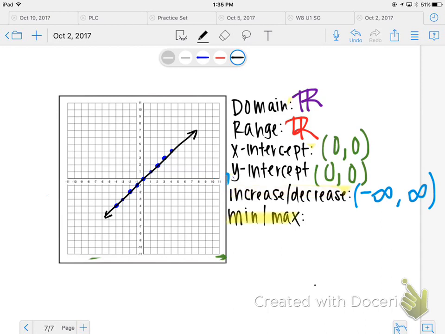Okay, lastly, let's look at our min and max. On linear functions, we do not have a particular min and max because our equations are constantly going up and down. There's never a peak or lowest part of our linear equation, so we will not have a min or a max.